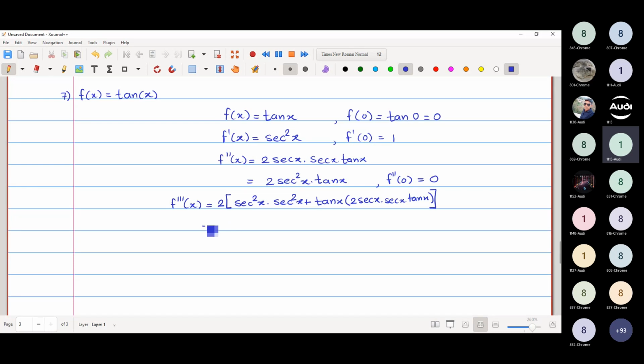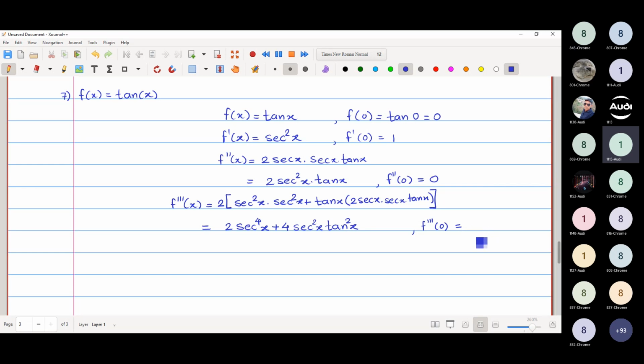So if you simplify this, can I say it will be 2 sec raised to 4 x, plus 2 into 2 is 4, so plus 4 sec square x tan square x? Is it correct? Yes sir. And what will be f triple dash of 0 then?